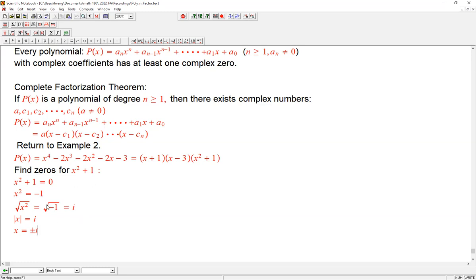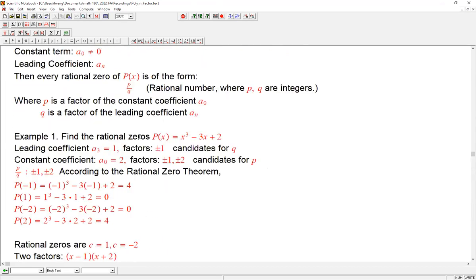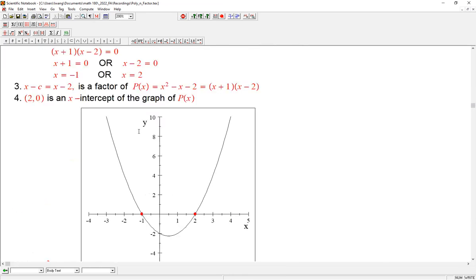So now what are the factors for x squared plus 1? Because zeros and factors are related, right? We studied this earlier. Let me bring that up, so to refresh.